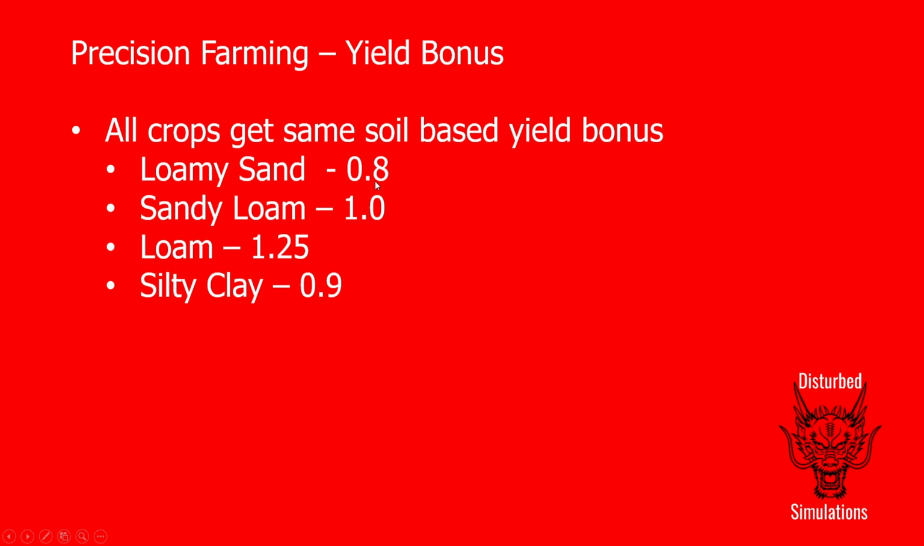It's the same value. So if you're on loamy sand, you're going to get a 20% reduction in yield. If you're on sandy loam, you'll get the yield you would expect normally with base game. If you're on loam, you're going to get a 25% boost in yield, which is really cool. If you're on silty clay, you're going to get a 10% hit. And most soil maps are kind of mixed between all of them, so it averages out in the end most of the time, I think, unless you can hit a field that's got a lot of loam in it, and then you're on to a good one.